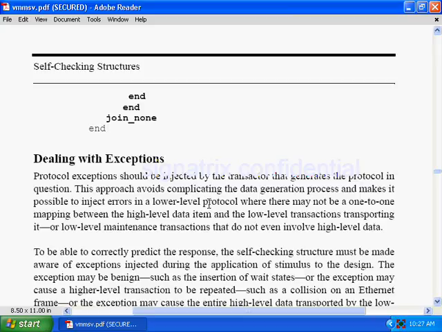What they are trying to say is that this is a very complicated process. In between we have to generate exceptions, or inject some sort of error. In that case you need one-to-one correspondence: whatever objects you have created, you have to take them one by one and pass them to the lower level protocol. So maintaining the transaction is very complex.